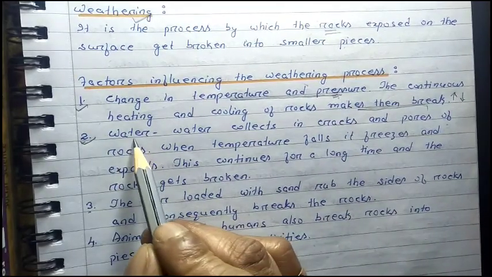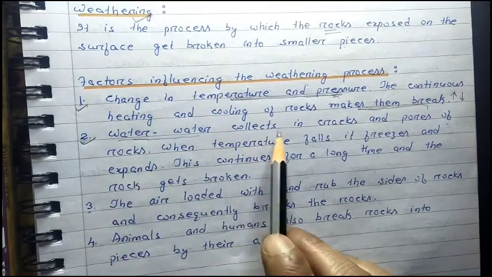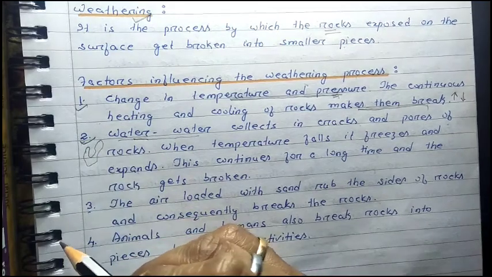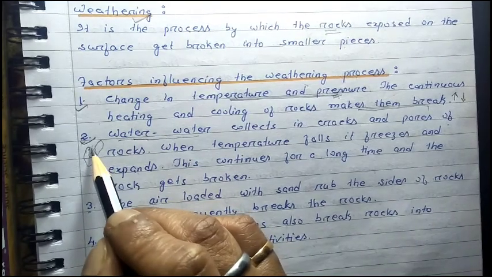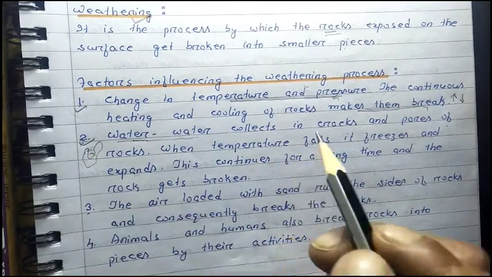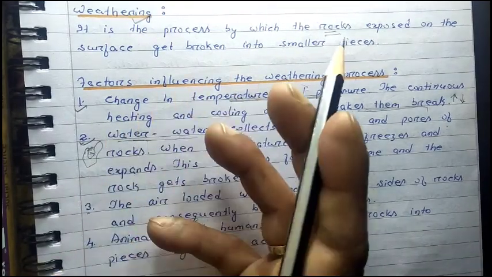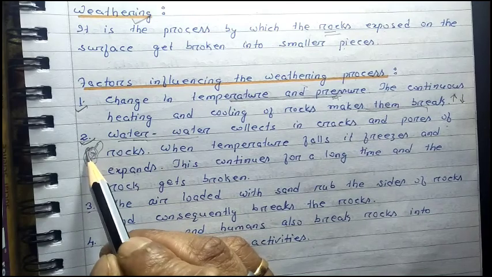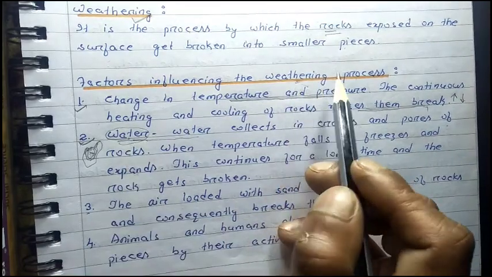The second one is water vapor. You know that water or water vapor is present in the atmosphere. Water collects in the cracks and pores of rocks. Suppose this is the shape of a rock, when it rains, the rainwater will collect at this particular place, and when the temperature falls, it freezes and expands. Because of the freezing, this water which has been collected in the pore of the rocks will be frozen and expanded. And when it expands, automatically this portion of the rock will be weakened and broken into pieces. So you can say water is the second factor responsible for the weathering process.